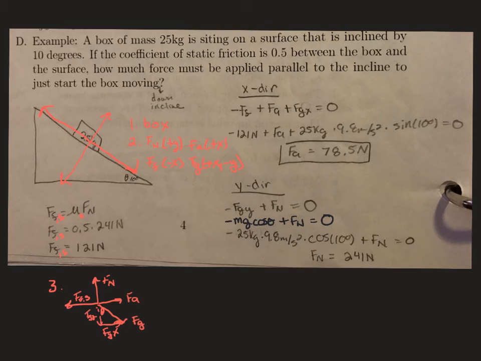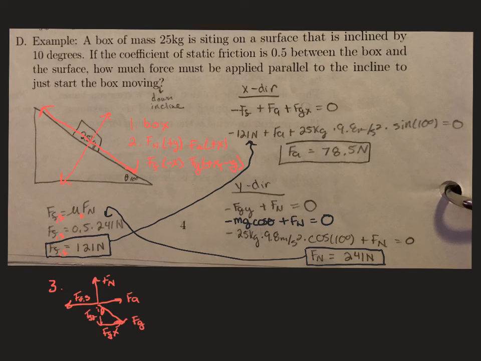So plugging in our given values, we know it's 25 kilograms the mass of the box, we know 9.8 meters per second squared, and we're taking the cosine of the angle of inclination, which is 10 degrees. That allows us to find a force normal of 249 newtons, which I then can plug back in up here to find out that the force due to static friction is equal to 121 newtons, which I will then plug in up here for the force of static friction. And that will allow me to plug in to find the force applied.